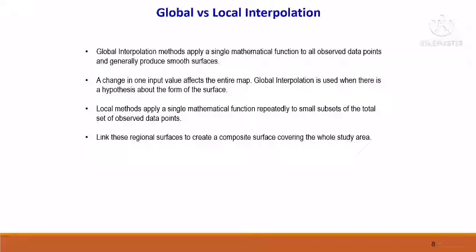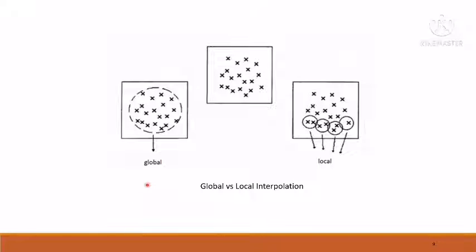Similarly, local methods apply a single mathematical function repeatedly to a small subset of the total surface area. So it just applies to a small amount of data in an entire surface. We should link these subsets on the regional surface to create a composite surface which covers the whole study area. An example is given in this picture.